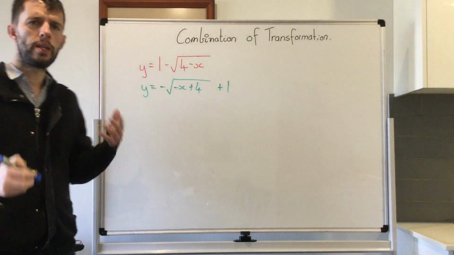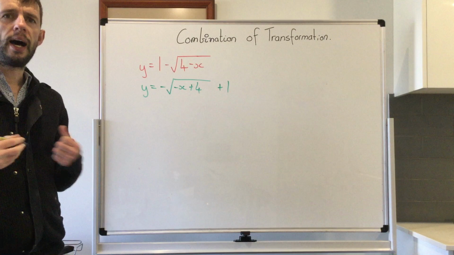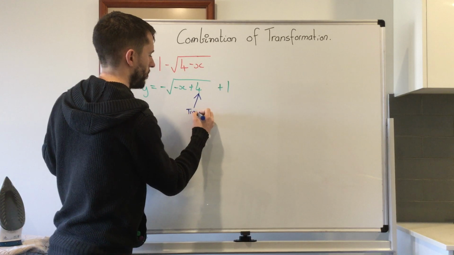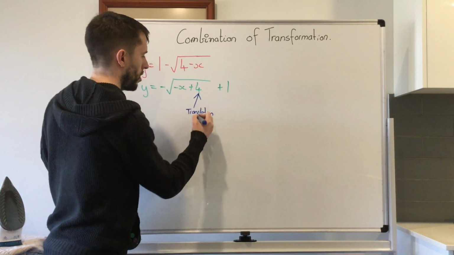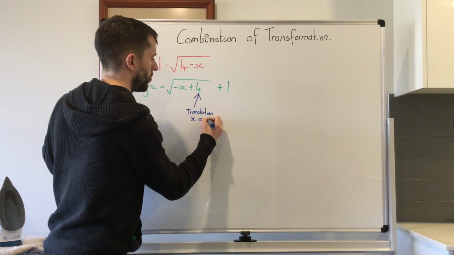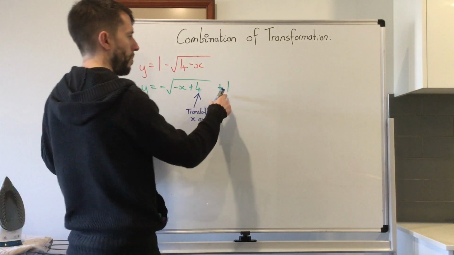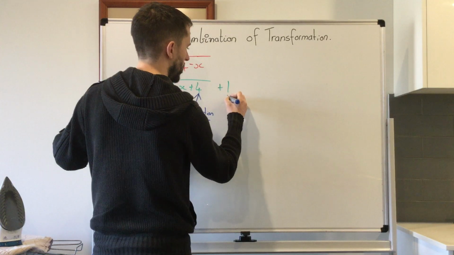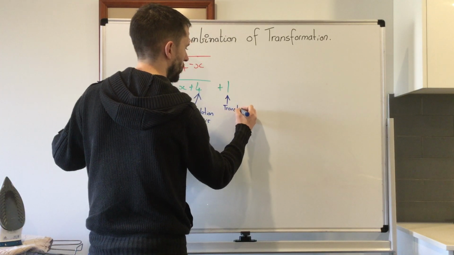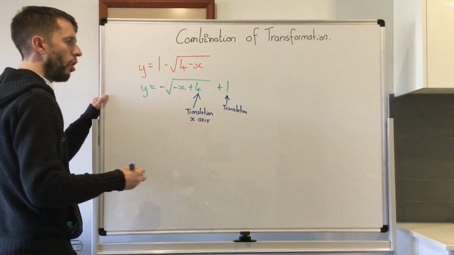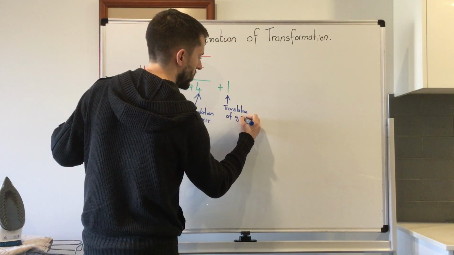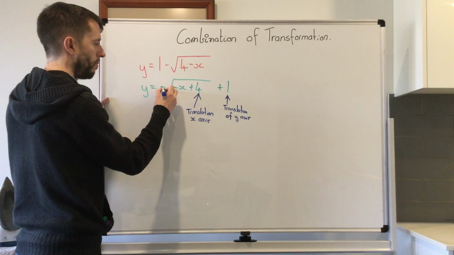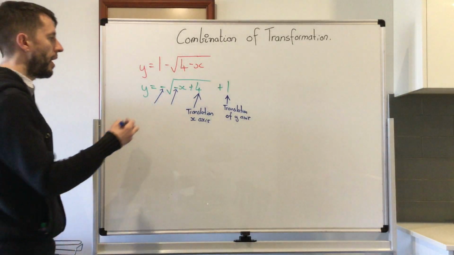Now, there's lots of things happening here. Straight away, I am able to see this plus 4 is the translation or the shift of the x-axis. I know the plus 1, when this is 0, plus 1 is going to affect y. So this is the translation of the y-axis. And now we have our two negatives right here. So those two negatives is our reflection.